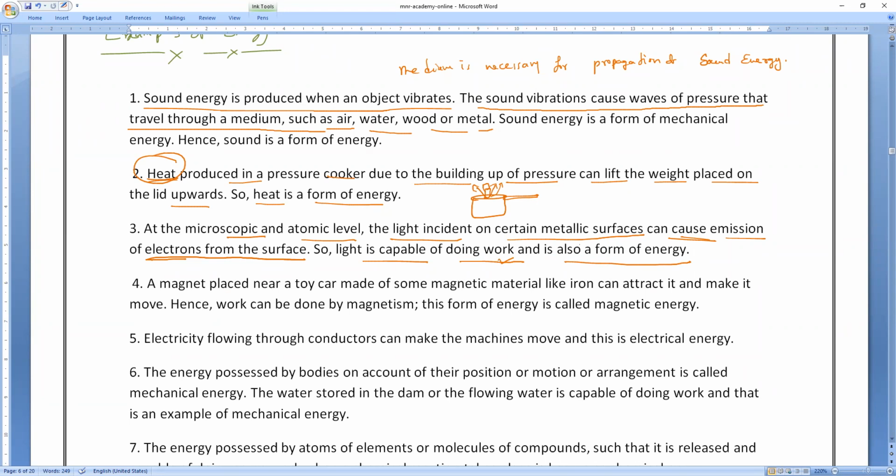This is the most important one. Of course, you will study it in 11th class also: light is a form of energy. When any kind of light falls on a metallic surface, there is emission of electrons from the surface, meaning electrons will start releasing. That is what electrons means.